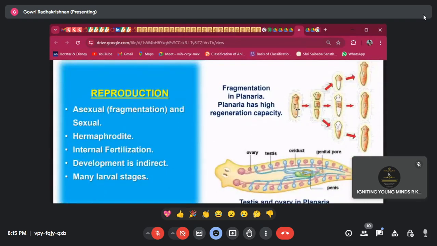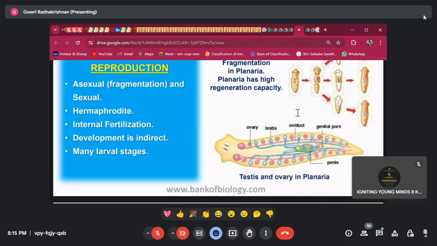Reproduction, asexual by fragmentation, and sexual. They are hermaphrodite. Internal fertilization, development is indirect. Many larval stages are there. You can see testis and ovary in the same organism in planaria. Ovary, testis, and oviduct. Then genital pores, penis is there. So both the sex organs are present in the same individual.